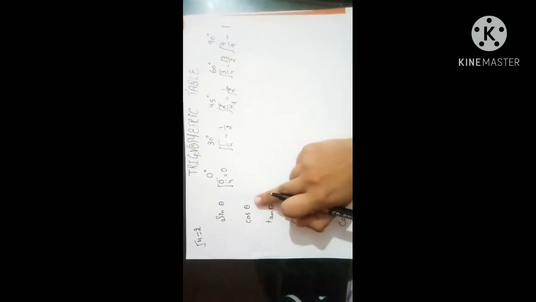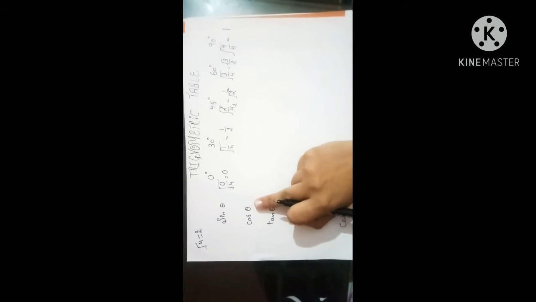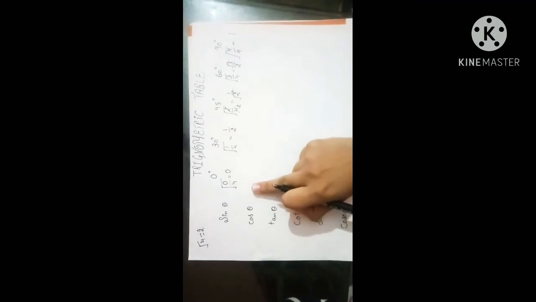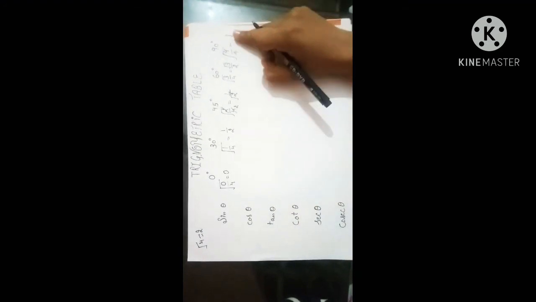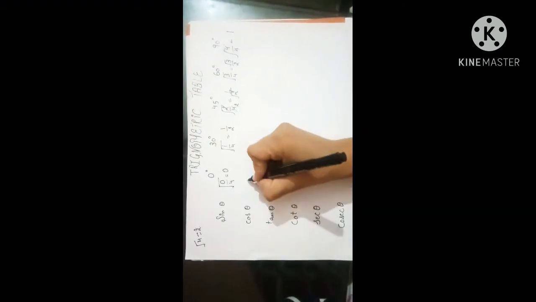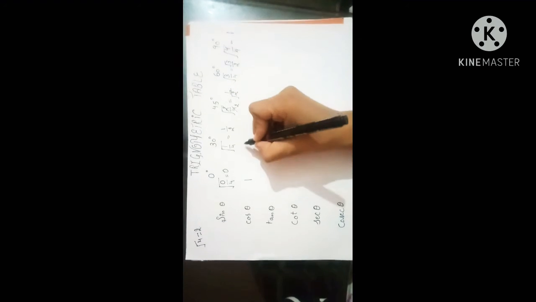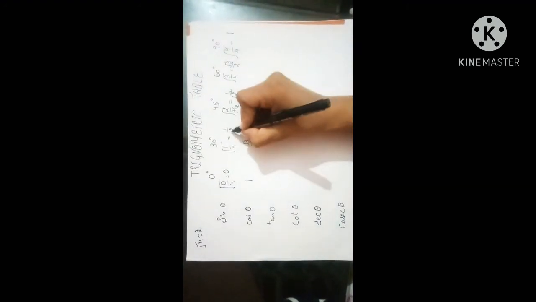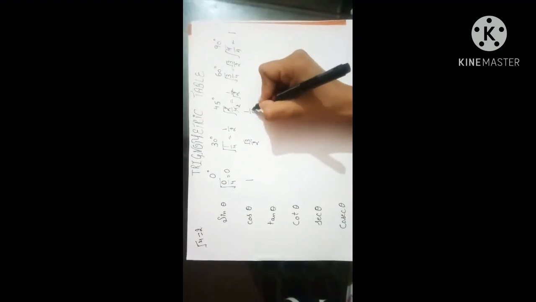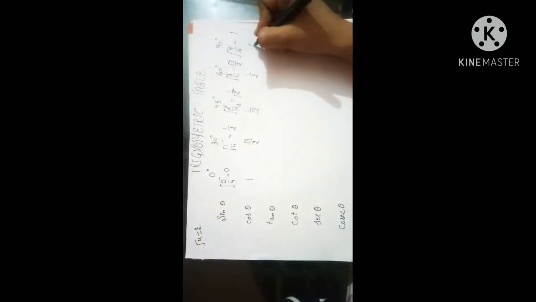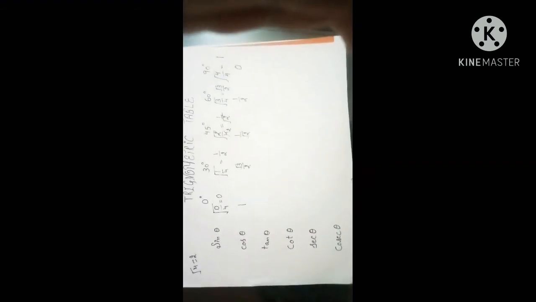Next come to cos theta. What are the cos thetas? We can write it as the last angle of sin theta is the first angle of cos theta. That is, sin 90 degree is 1, then cos 0 degree is 1. Now take root 3 by 2. This is 1 by root 2. Then 1 by 2. And the last one is 0. Clear?